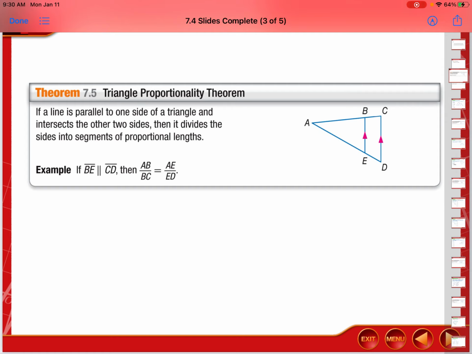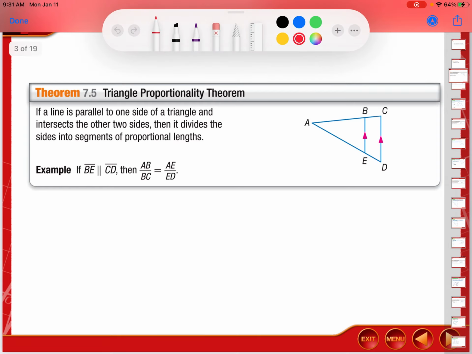And so what this says is that if a line is parallel to one side of a triangle and intersects the other two sides, then it divides the sides into segments of proportional lengths. So what that means essentially is you could set up a proportion to find out missing side lengths. So like, for example, let's say AB has a side length of 4 and BC has a side length of 1, and then ED has a side length of 2.